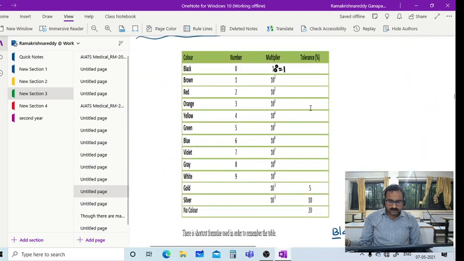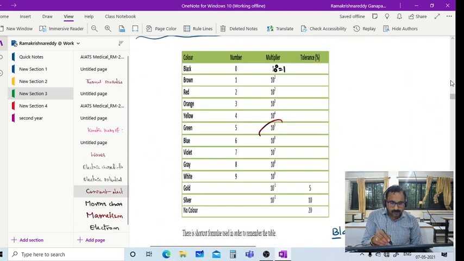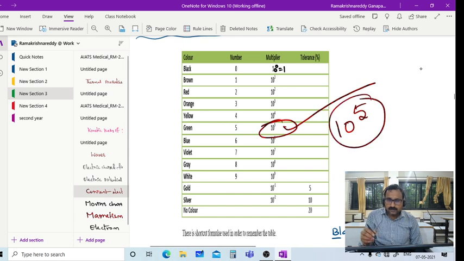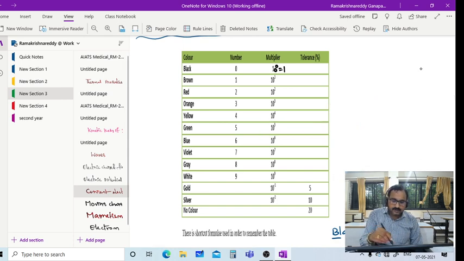See that one. These are the colors only. Green. How much is there? 10 power 5 is their green value. 10 power 5. Okay, so that you remember. So that is only we wrote in that form.